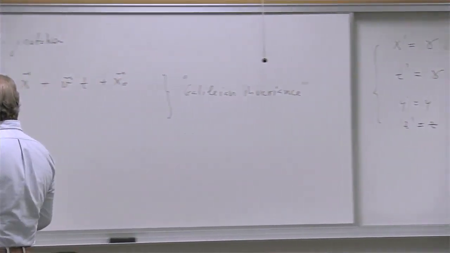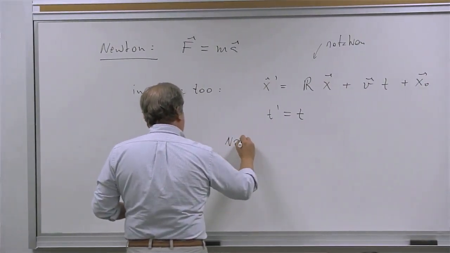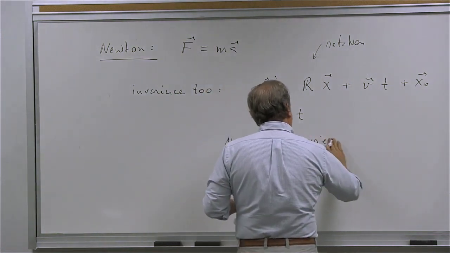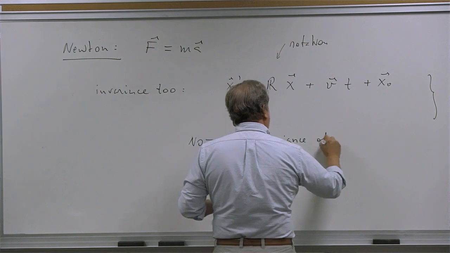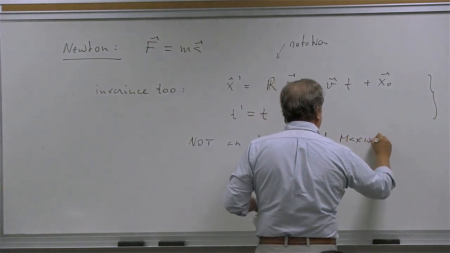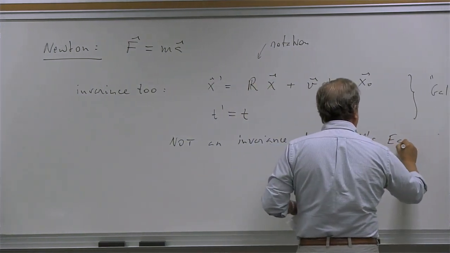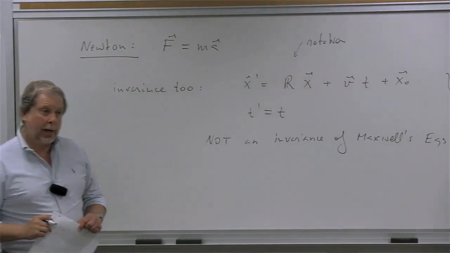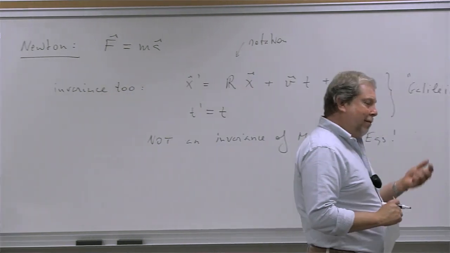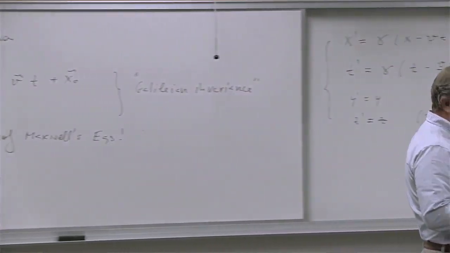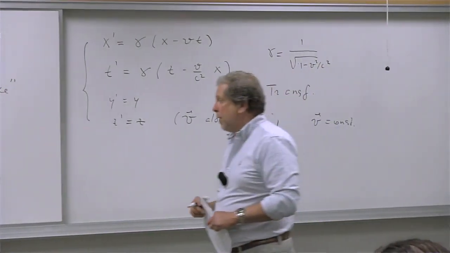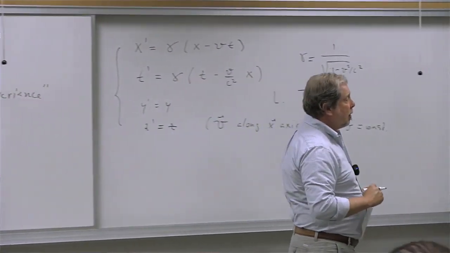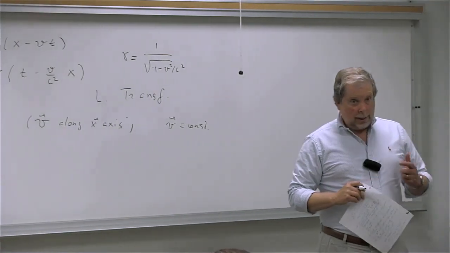And so this Galilean invariance is not an invariance of Maxwell's equations. Right? So after Maxwell wrote down his equations, it was realized that whatever left those equations invariant was not the good old Galilean invariance, it was something else. And it is this. Right? So Maxwell's equations are invariant under the Lorentz transformation.